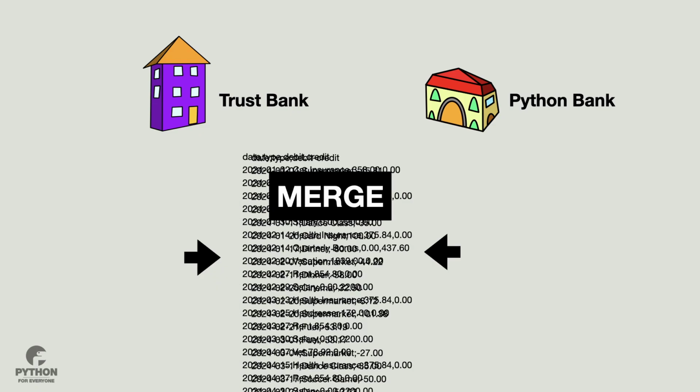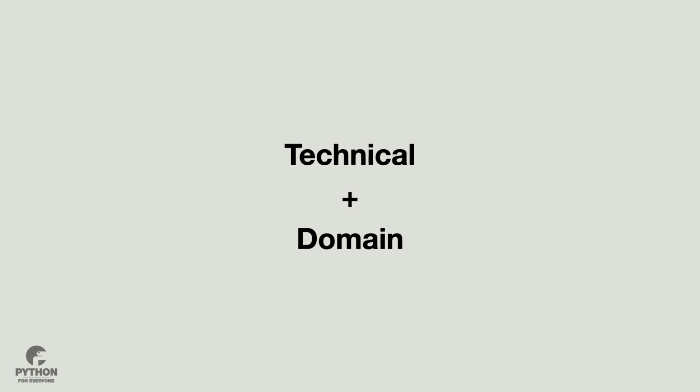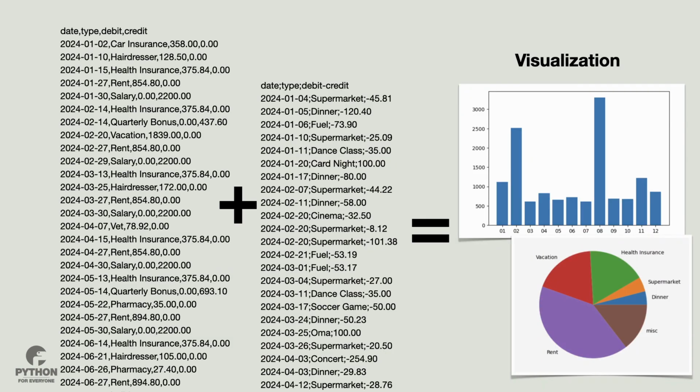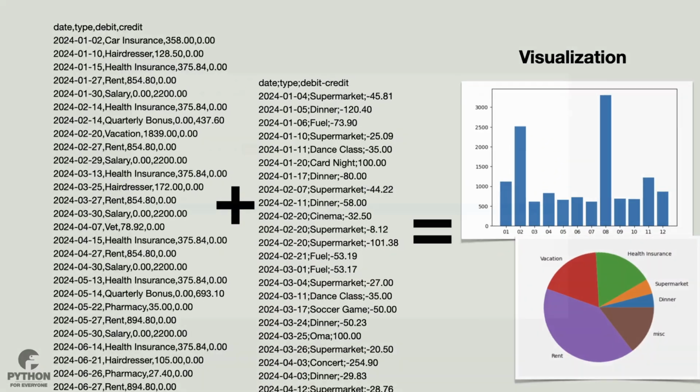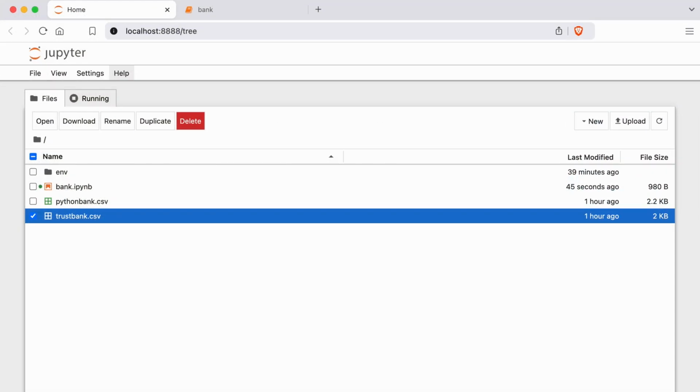As you see, I will need technical and domain knowledge. And in the end, this knowledge is used to create the visualization that is needed to get an insight of the expenses. So in this tutorial I'm going to use Jupyter Notebook, and as you can see I've already created a notebook and there are two CSV files.